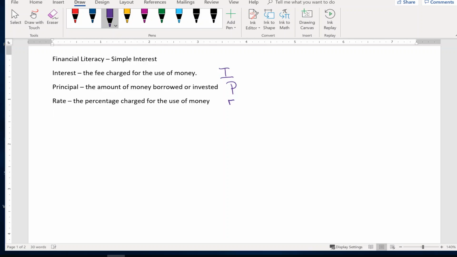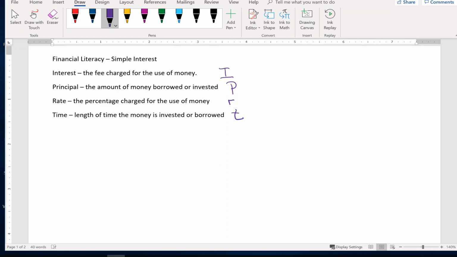And the last component of simple interest is time. So this is the length of time that the money is invested or borrowed. So the length of time the money is invested or borrowed. And for time, we use the small letter T to denote time.